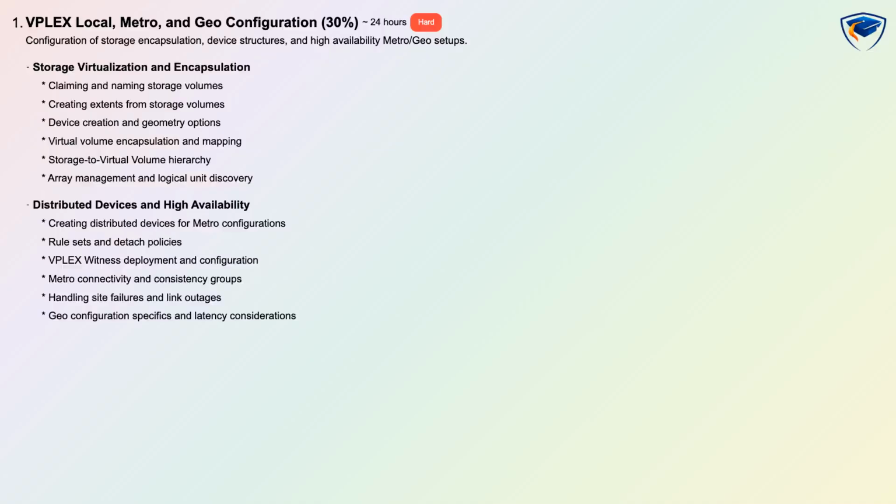The domain also covers distributed devices for Metro setups, detach and rule set policies, VPLEX witness deployment, and how to handle site failures and link outages. Pay close attention to Metro connectivity, consistency groups, geo configuration specifics, and latency considerations for high availability designs.